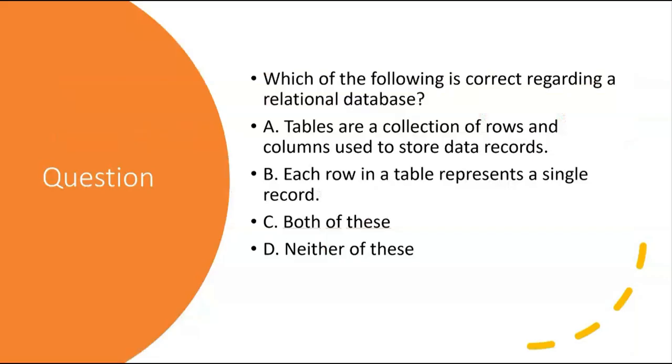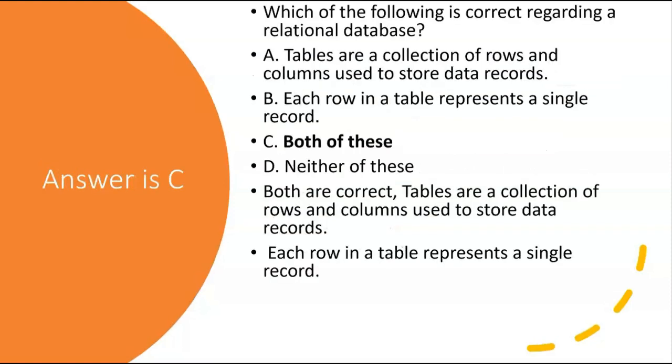or removed. All right, which of the following is correct regarding a relational database? A, tables are a collection of rows and columns used to store data records. Yes. B, each row in a table represents a single record. Yes. Letter C, both are correct. Tables in a relational database are a collection of rows and columns used to store data records, and each row in a table represents a single record.